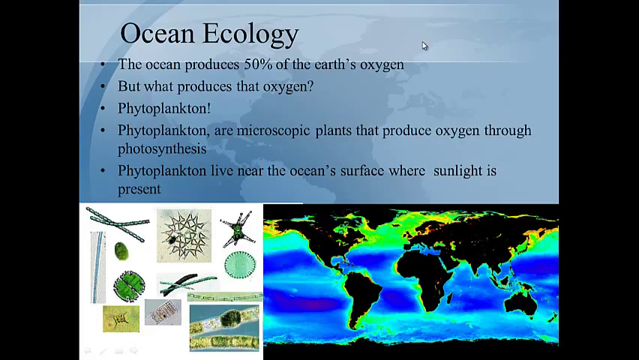All right, ocean ecology. The ocean produces 50% of the Earth's oxygen. Very important. Okay, how does it do this? Through phytoplankton. Phytoplankton are microscopic plants that produce oxygen through photosynthesis. Phytoplankton live near the ocean surface where light is present. These are phytoplankton. They're like little microscopic plants that live in the ocean.